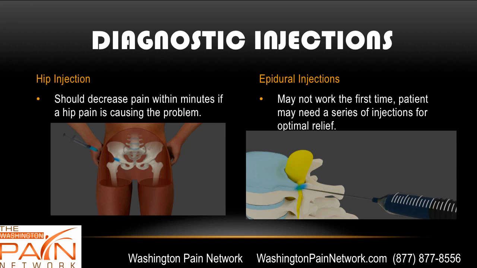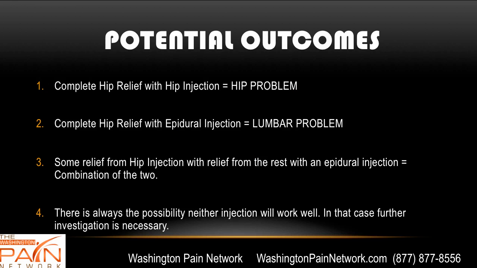The best way to tell is with a diagnostic injection. If you inject lidocaine, which is numbing medicine, into the hip joint on a side that has arthritis and pain, it should cause pain relief within 1, 2, 3 minutes. That will tell you all you need to know. Now, an epidural injection, which is where you put steroid medication right around the nerve root being pinched, may not work the first time, or you may need a series of injections.